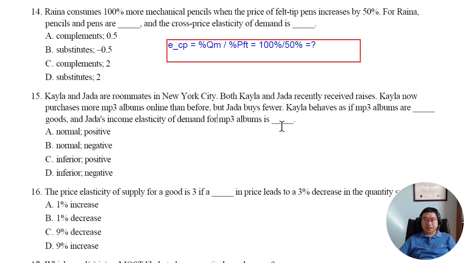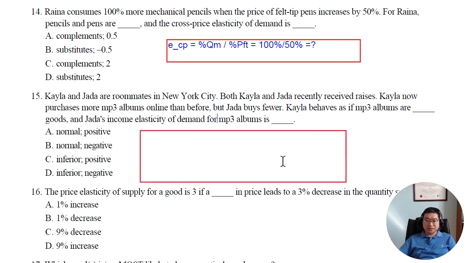Now let's look at question 15. Kayla and Jada are roommates in New York City. So at least they should have some similarity, right? We kind of consider everything else to be the same. Both Kayla and Jada recently received raises. Now we can make a note. What's going on is that both of them have higher income. And what we should think about is income elasticity of demand, right?